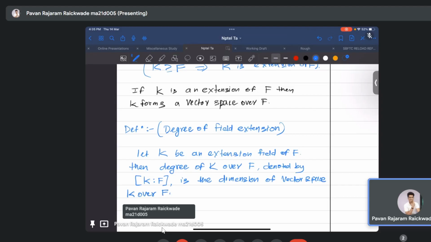So if the vector space is finite dimensional, you get a finite number. If the vector space is infinite dimensional, you say the degree is infinite. Okay. And whenever the degree is finite, we call k a finite field extension. Okay, so let's see some examples.